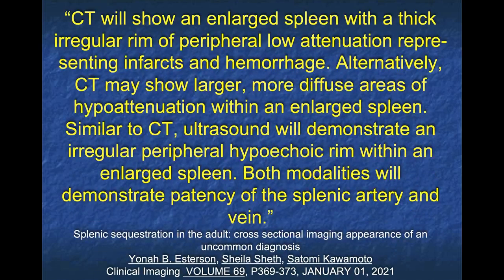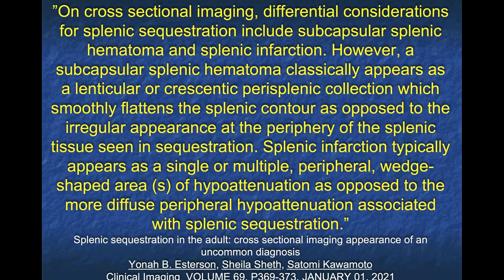Okay, great. For example, CT will show an enlarged spleen with a thick irregular rim of peripheral low attenuation representing infarcts and hemorrhage. Alternatively, CT may show large and more diffuse areas of hypoattenuation within a large spleen. Again, one important thing: the splenic artery and vein are patent, so it's really this sequestration. And again, the article is worth reading; it talks about some of the other differential diagnoses, hemorrhage, infarction, but this appearance of the low density around the outside to me is just really spectacular.